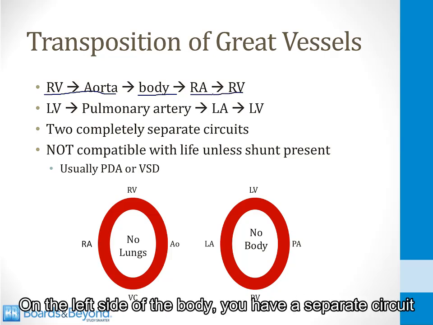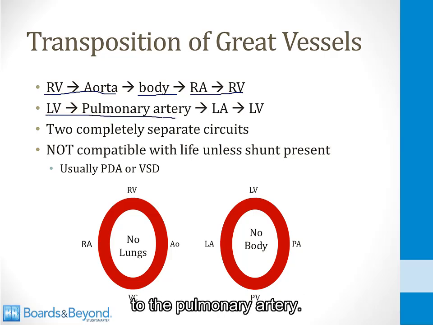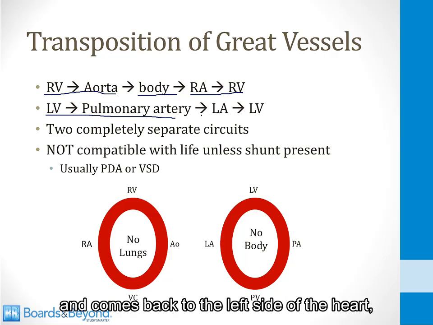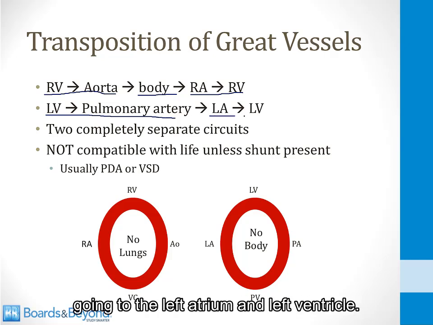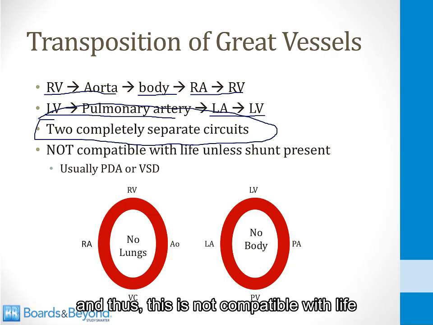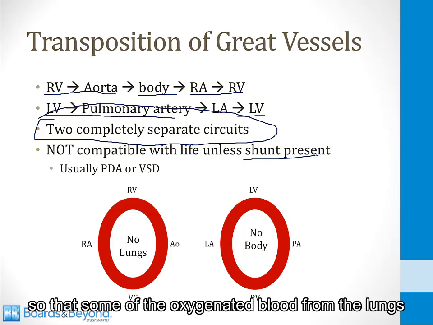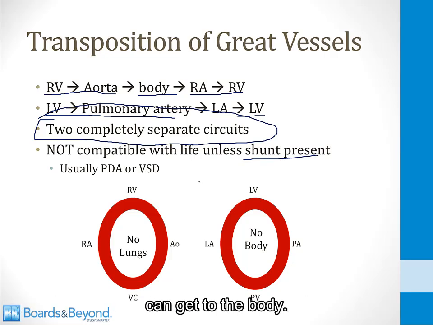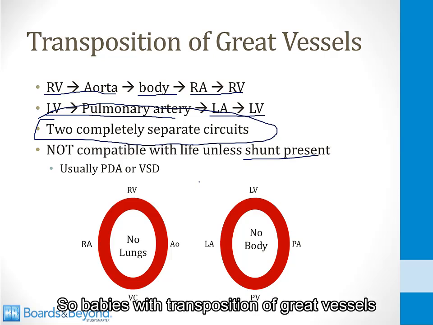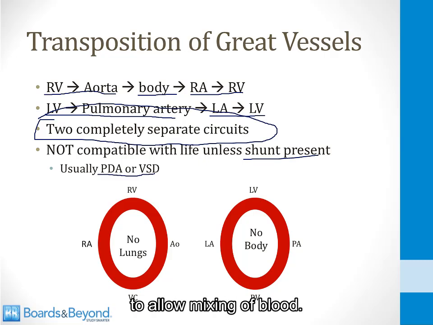On the left side of the body, you have a separate circuit where blood flows from the left ventricle to the pulmonary artery. Then it goes through the lungs and comes back to the left side of the heart, going to the left atrium and left ventricle. This means you have two completely separate circuits, and thus this is not compatible with life unless there is a shunt present to allow mixing of blood so that some of the oxygenated blood from the lungs can get to the body. So babies with transposition of the great vessels need to have either a PDA or VSD present to allow mixing of blood.